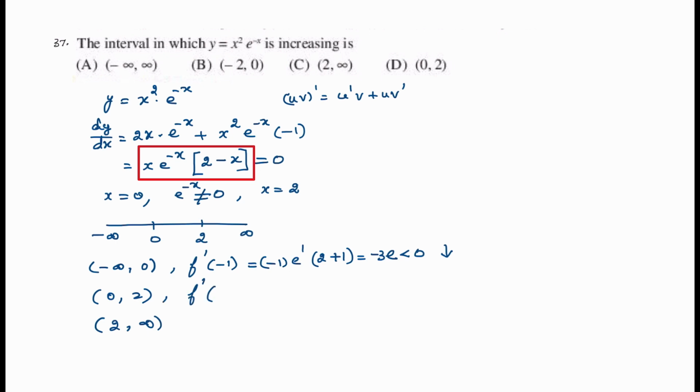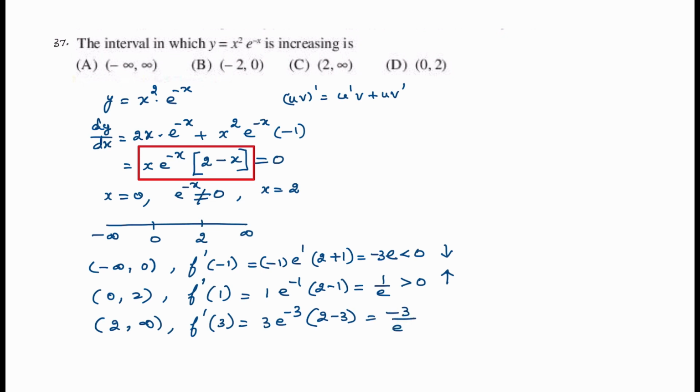Now second interval, we will check f dash of 1. 1 into e power minus 1, 2 minus 1. The answer is 1 by e, which is greater than 0. Therefore, it is increasing in this interval. Now the third interval, f dash of 3. X is 3, e raised to minus 3, 2 minus 3, which is minus 3 by e raised to 3, less than 0. Therefore, it is a decreasing function.